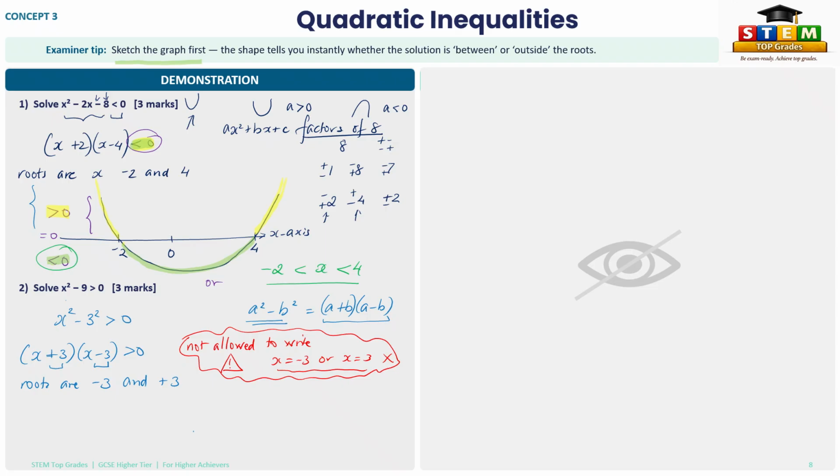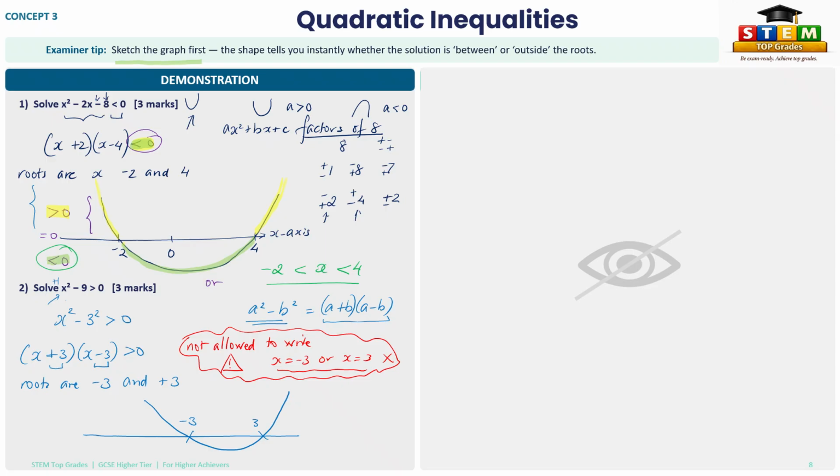Okay, the examiners are looking for a sketch, so I am going to draw a U-shaped curve. How do I know that? Because it has a positive coefficient, positive 1, in front of x squared. So this is our curve, and these are the two roots, -3 and 3.